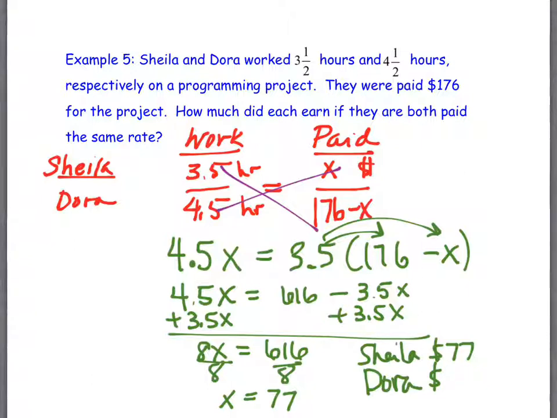How about Dora? 99. We'd have to subtract, right? We'd have to do the 176 minus Sheila's amount, 77, to find that she made 99. Yes? The question says they are paid the same hourly rate, but they're not paid the same amount of money. Good point, yes. We want to make sure we're understanding the language correctly.